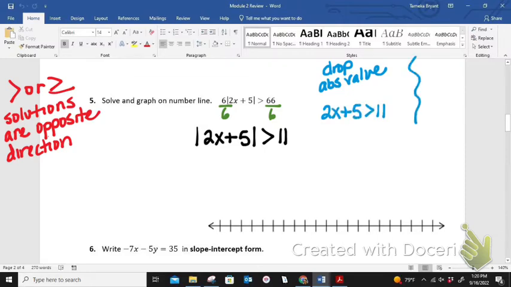But for the second one, you're going to do three things. You're going to drop the absolute value, flip the sign, and change that number. Change the 11. So it becomes 2x plus 5, then you flip that and make that a negative 11. That's how you set it up. Now go ahead and solve both of those inequalities. And the steps to solve them is subtract 5 and divide by 2.